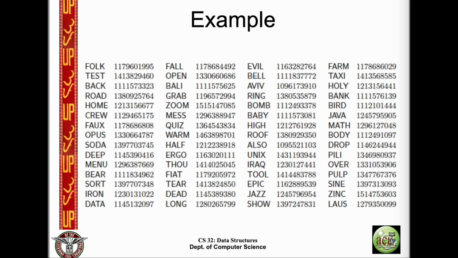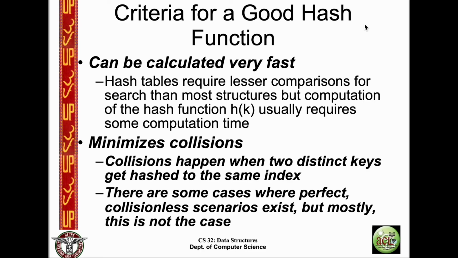Here we show the corresponding numerical representation of the non-numeric keys if we follow the third example in the previous slide. Let's go back to the second concern and give criteria for a good hash function. Our hash function is good if it can be calculated very fast, even though our hash table requires fewer comparisons compared to arrays or even binary trees.